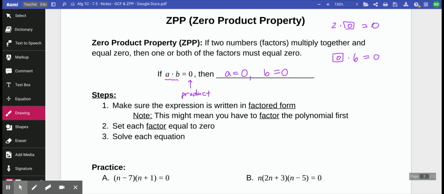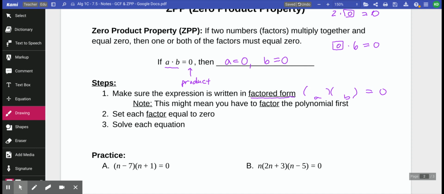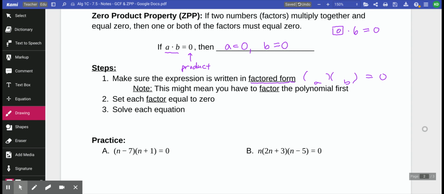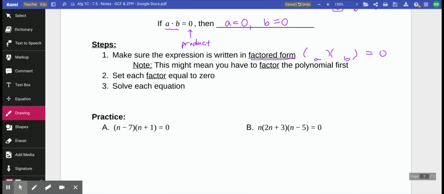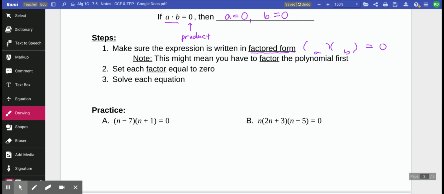So we want to make sure that our expression is written in factored form, right? That means parentheses. So multiplying two parentheses together, or something like that. Multiply two things together to get 0. So we can call this guy A, this guy B. You might have to factor first. Set each factor equal to 0, just like what we did up here. We said A equals 0 and B equals 0. And then we're going to have equations that we can solve. So here's the thing. We don't know how to solve quadratics yet, but we do know how to solve linear equations. So let's look at our first couple examples here.